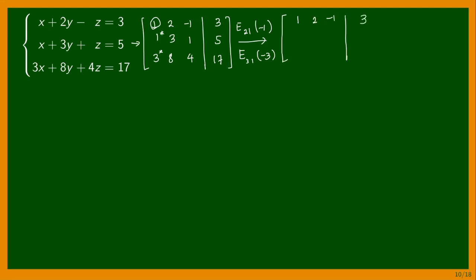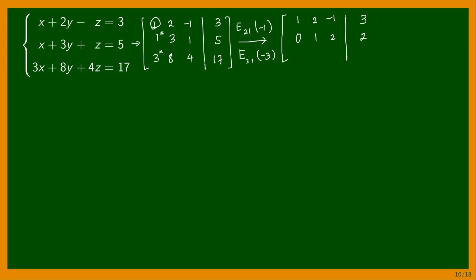So that's to eliminate. Of course, this one is already eliminated, right? Next, negative 1 times 2 plus 3, that's a 1. Next, negative 1 times negative 1 plus 1, that's a 2. Negative 1 times 3 plus 5, that's a 2. Is that correct?